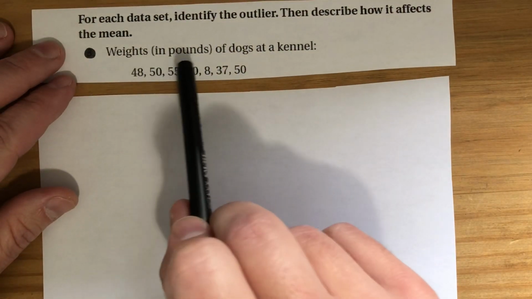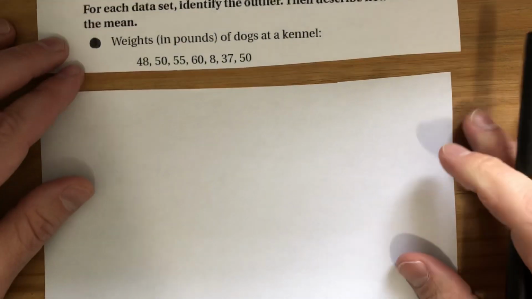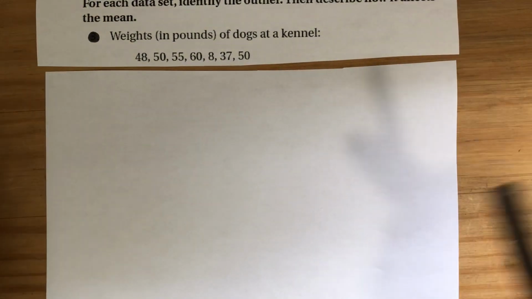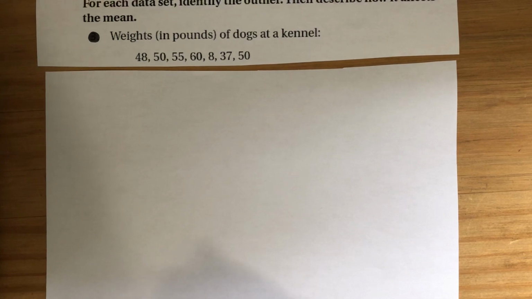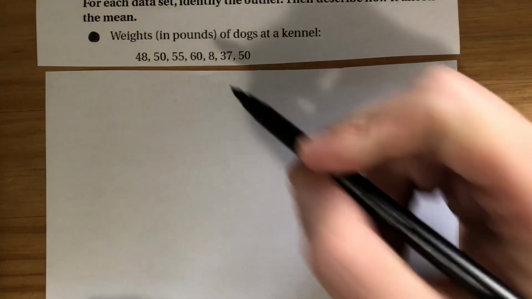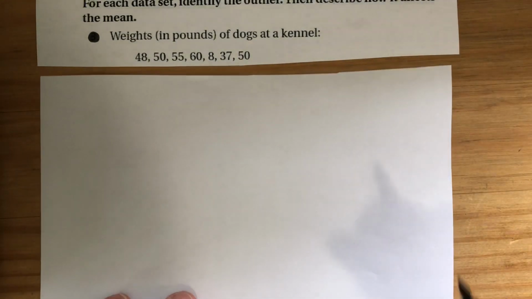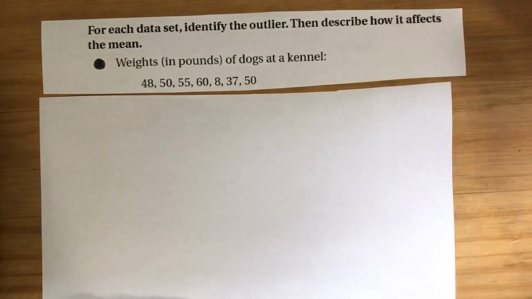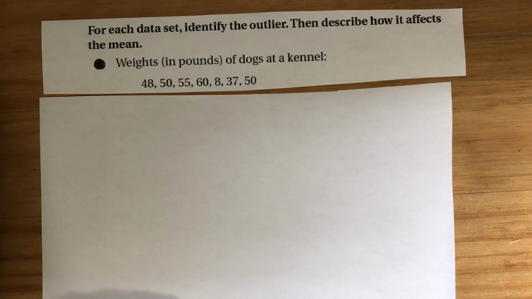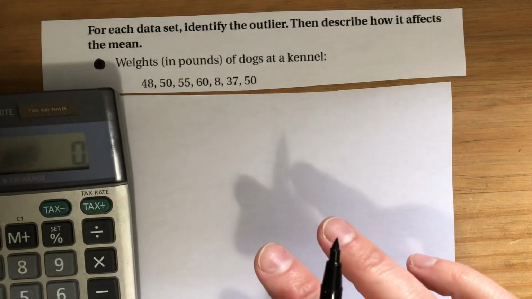you can see there's 1, 2, 3, 4, 5, 6, 7 dogs, and I see that those weights are 48, 50, 55, 60, 8, 37, and 50. You'll notice that that one dog that's a lot lighter than the others is definitely going to affect our mean. In fact, why don't we try finding the mean, including all the dogs, and then find the mean without that 8-pound dog. Let's see what happens.